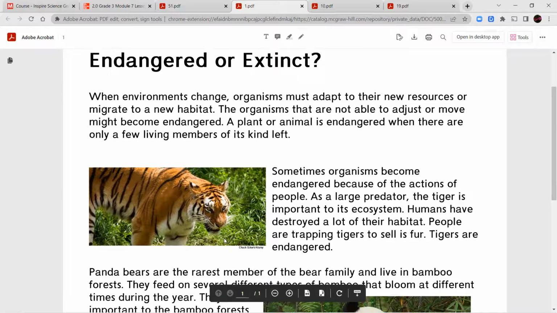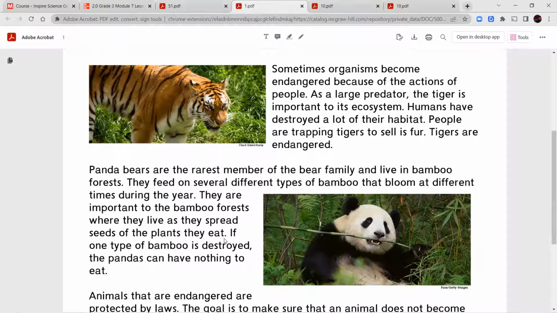Endangered or Extinct. When environments change, organisms must adapt to their new resources or migrate to new habitats. So they either have to get used to what they have available in their new home, or they have to move to a different home if they're not finding the things that they need. The organisms that are not able to adjust or move might become endangered. A plant or animal is endangered when there are only a few living members of its kind left.